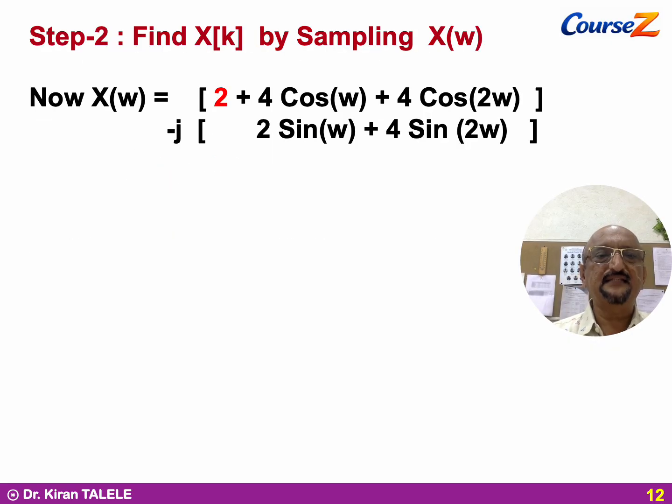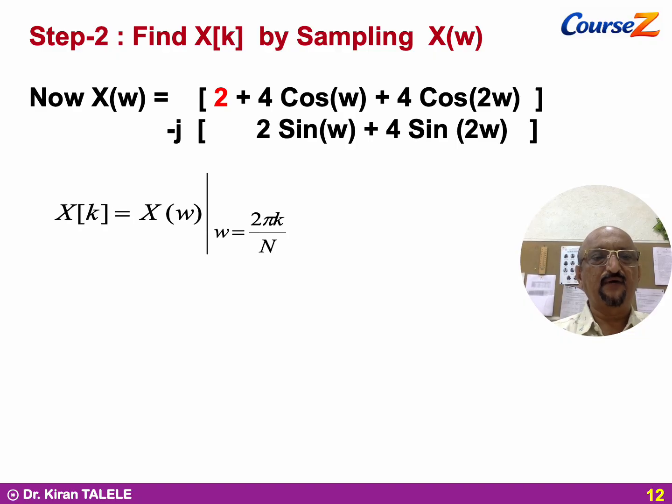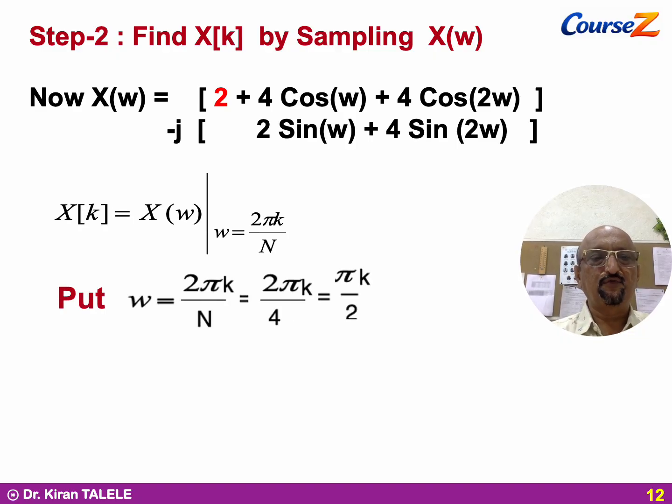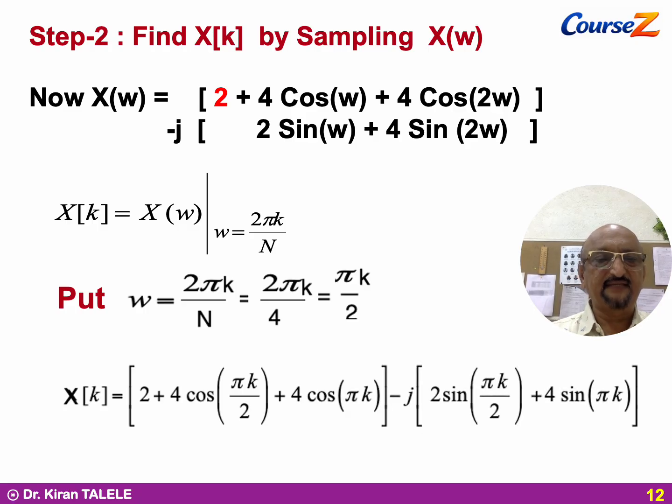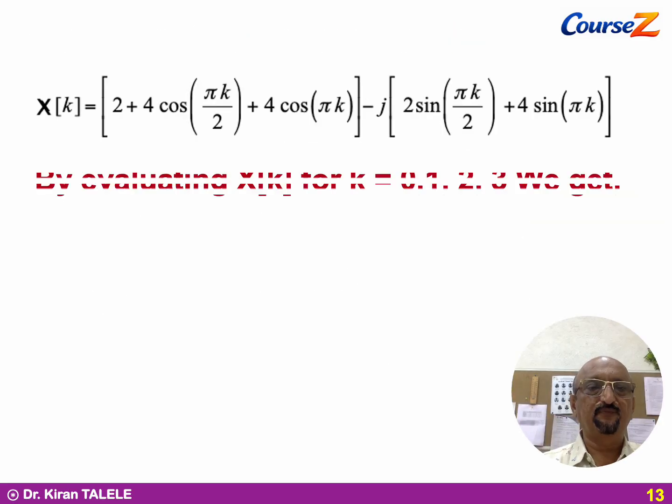When this DTFT is sampled, we get x of k, that is the DFT. So we have to replace this omega by 2 pi k by N. Here capital N is 4. So we have to replace this omega by pi by 2 k. Replace this omega by pi by 2 k and you'll get this simplified expression of x of k. This equation we have to evaluate for every value of k to get the required value of x of k.